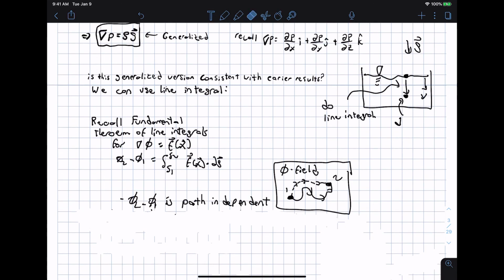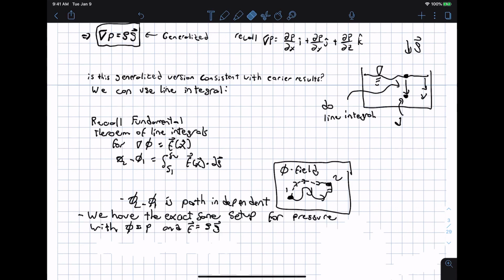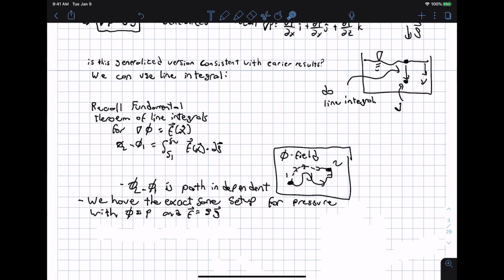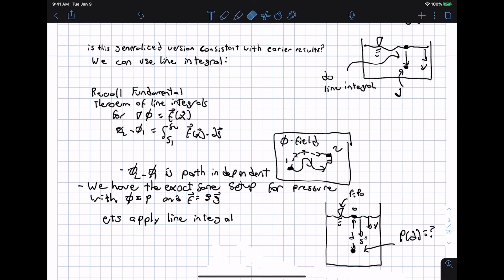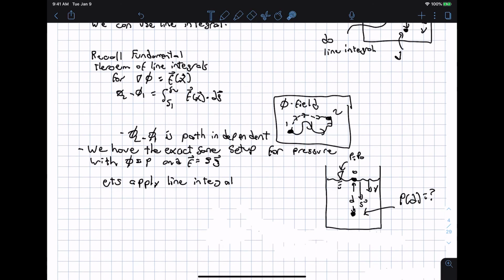So the setup we have for the line integral is exactly what we have for pressure. We have the same setup, except the scalar field is pressure, and our vector function is just rho times g. So let's apply the line integral. Again, as I said before, we have our tank here, we have the surface here, and we want to find the pressure at depth d.